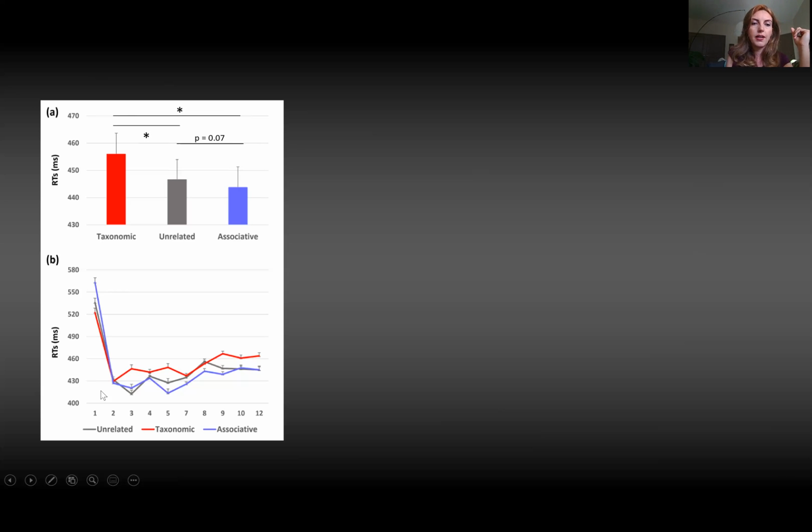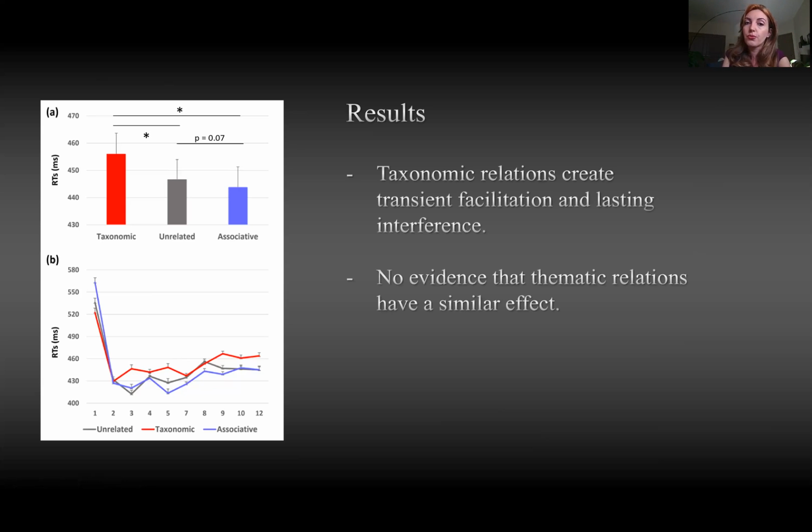And here I basically plotted the same thing by all the trials in which the target appears, and you can see that the trends are also consistent. So the red line is almost always above the gray line, and the blue line is on the other side. So taxonomic relations do create the transient facilitation. I don't have time to go over this, ask me about this if you want after the talk, followed by the lasting interference that has been observed in the previous papers as well. But there is no evidence that thematic relations behave in the same way.